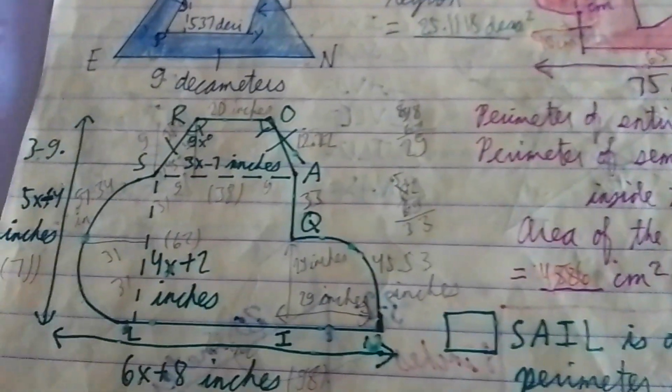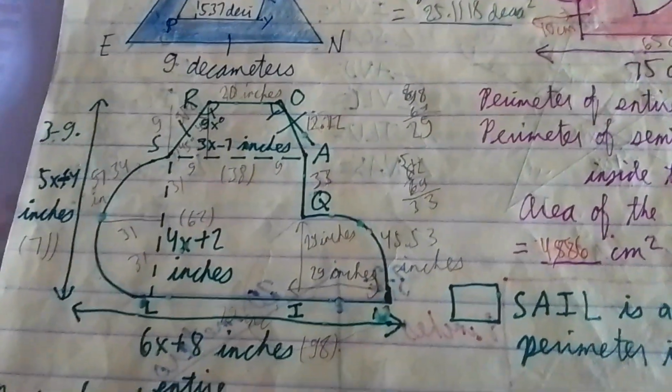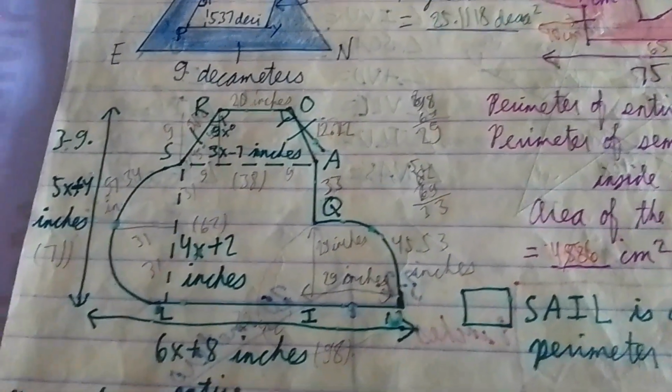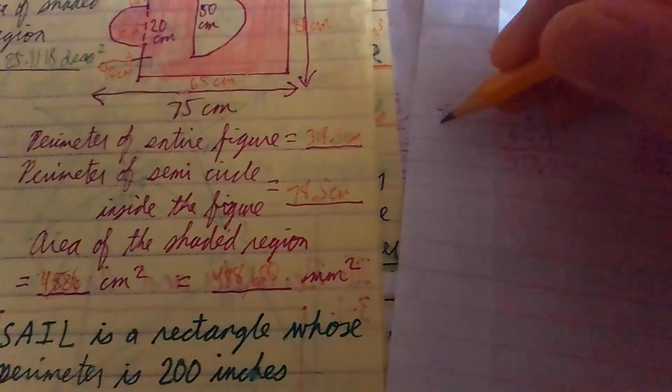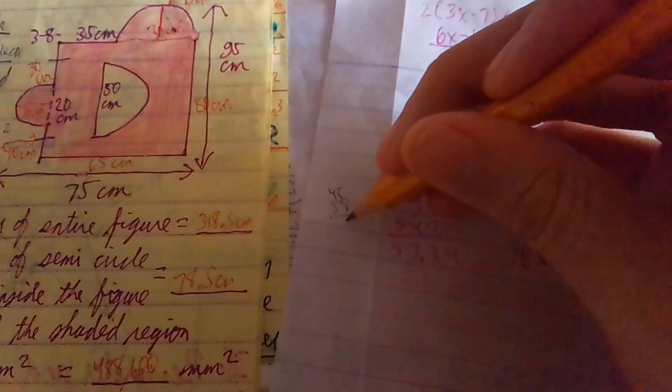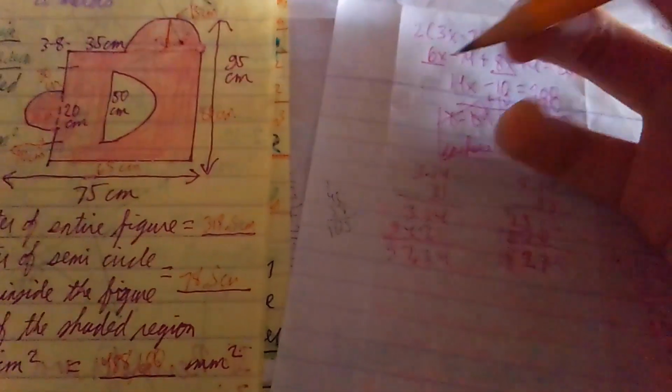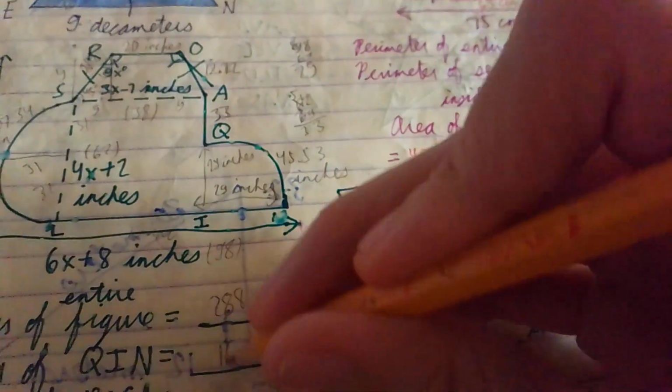Now, for the perimeter of QIN, it's not only the curved part, you just need to add the two diameters. So, 45.53 plus 58. 45 plus 58 equals 103. Therefore, it should be 103.53. Okay? Let me check.